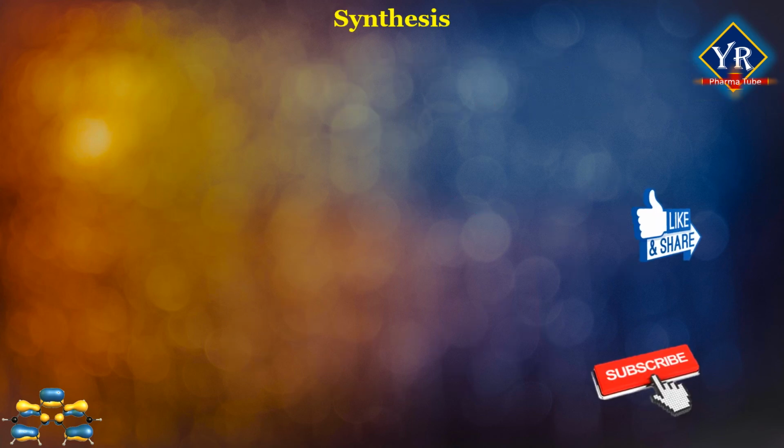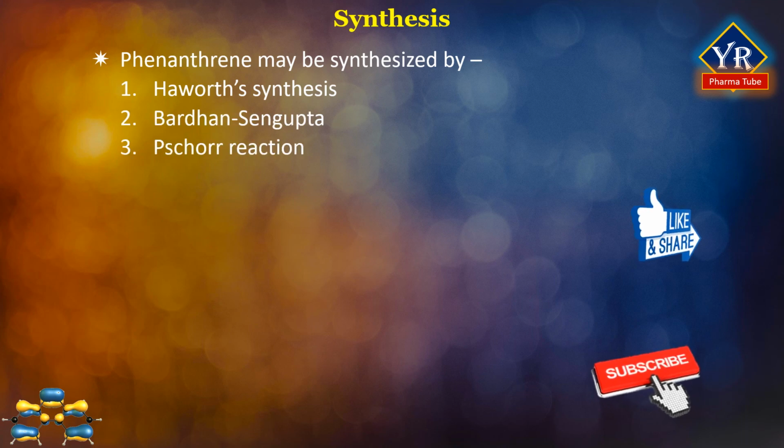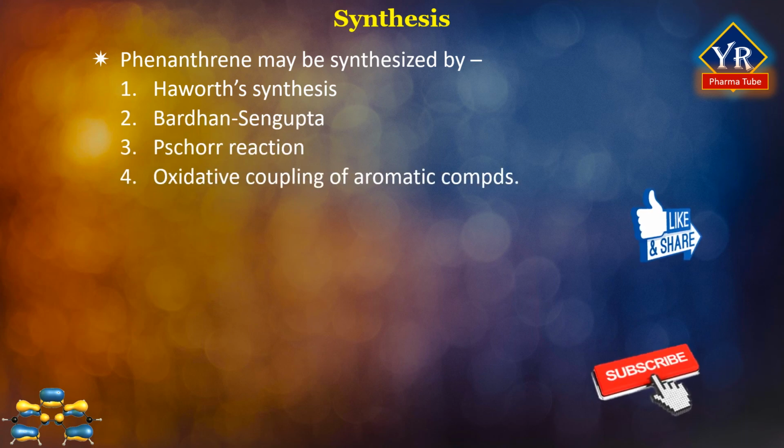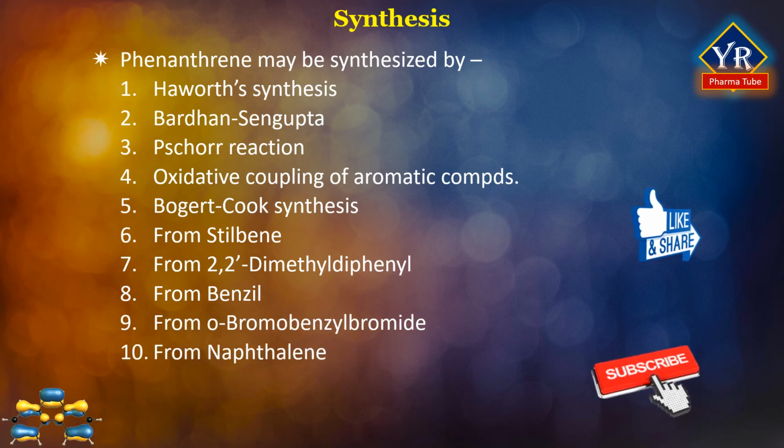benzene. Synthesis of phenanthrene. Phenanthrene may be synthesized by several routes, some of which are: number 1, Haworth's synthesis; number 2, Bardhan-Sengupta method; number 3, Pschorr reaction; number 4, oxidative coupling of aromatic compounds; number 5, Burger-Cook synthesis; number 6, from stilbene; number 7, from 2,2'-dimethyl diphenyl; number 8, from benzil; and number 9, from ortho-bromobenzyl bromide.